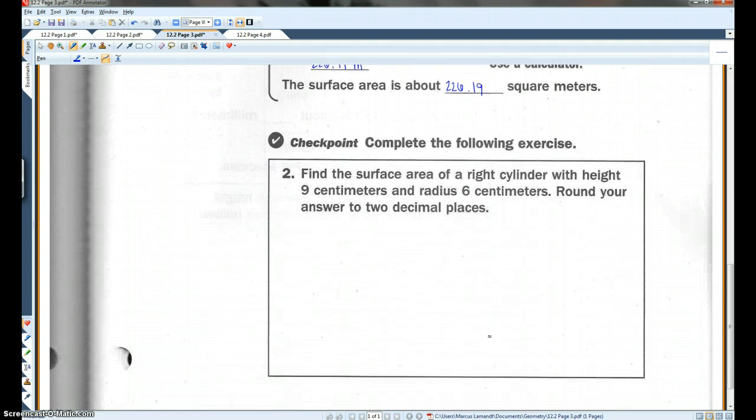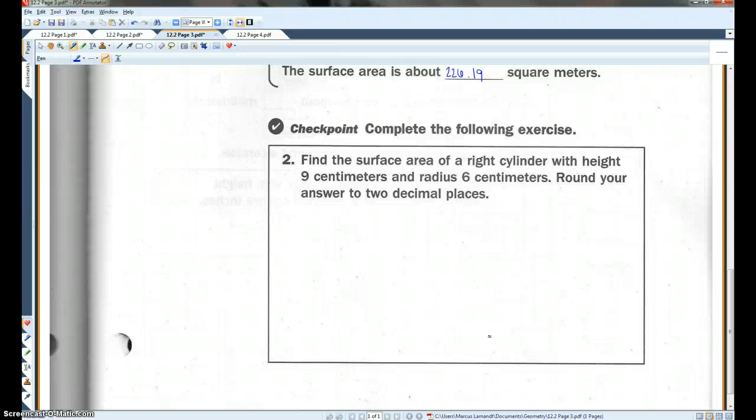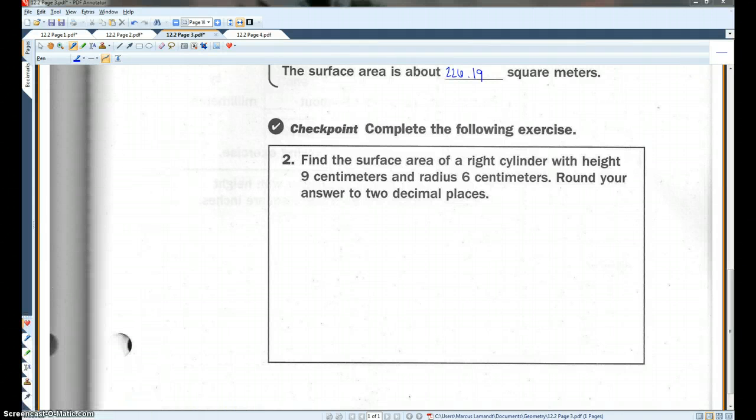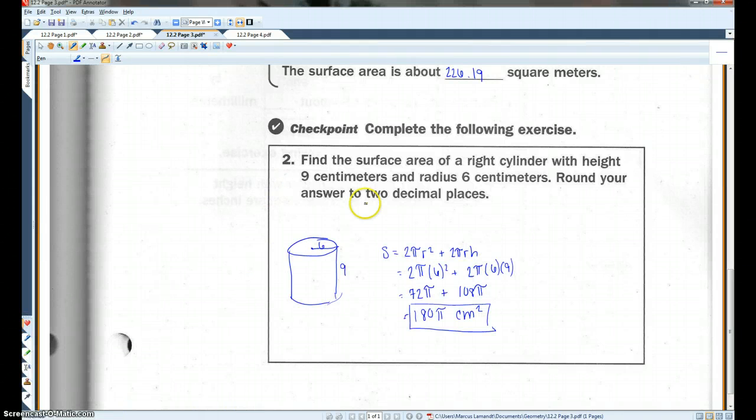Complete the following exercise. Find the surface area of a right cylinder with a height of 9 centimeters and a radius of 6 centimeters. Round your answer to 2 decimal places. Go ahead and pause the video here, try this one on your own, and then hit play when you're ready for the answer. Alright, this is the answer you should have gotten. In general, you don't have to convert pi to a decimal if you don't want to, unless it tells you that that's what it wants you to do. Okay? Alright, let's go on to page 4.